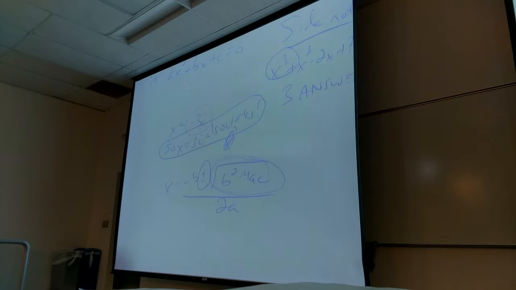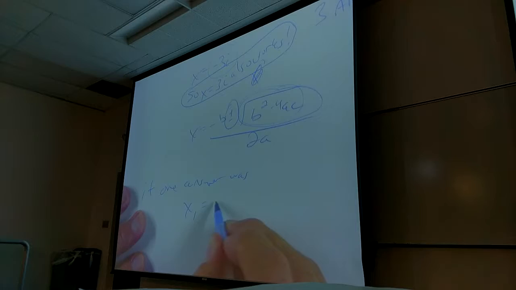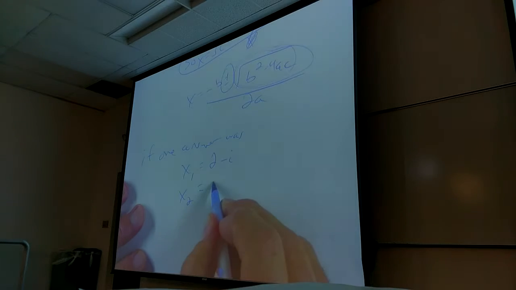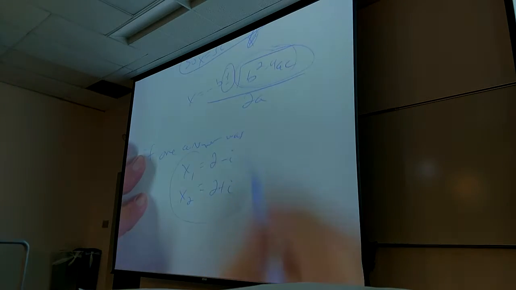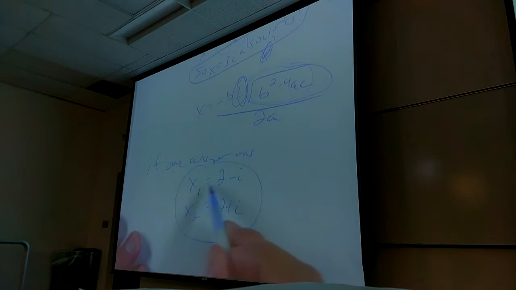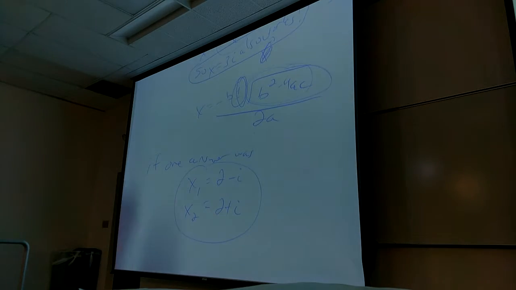So x equals 3i also works. So if one answer was x1 equals 2 minus i, then the other answer has to be 2 plus i, the conjugate. And this is what I said yesterday, but I said it once and kind of quickly, but they have to show up in complex conjugate pairs because of that. It's real number plus or minus imaginary number. That has to happen. You can't have a single complex number. I like it. Okay, now.